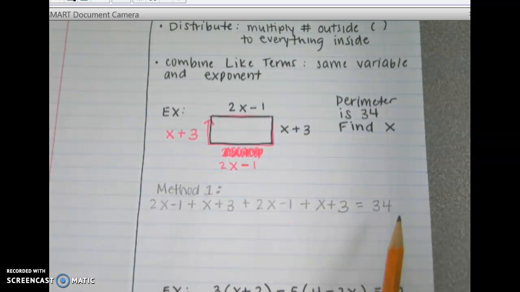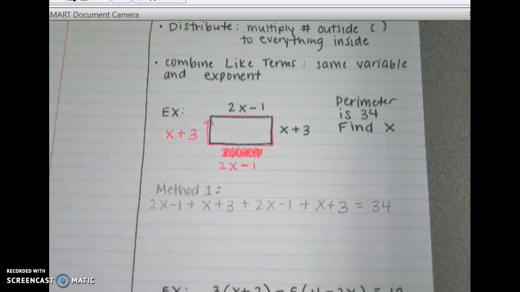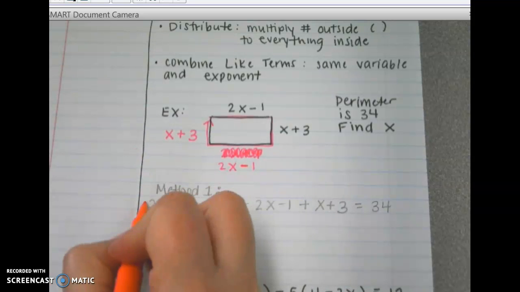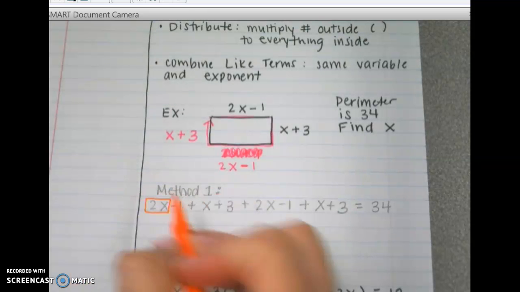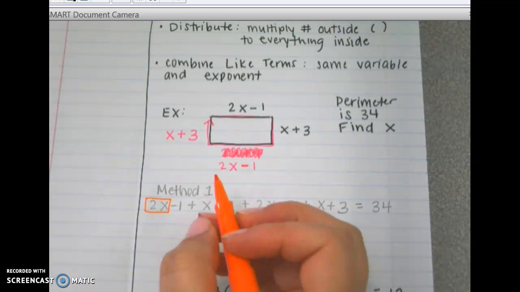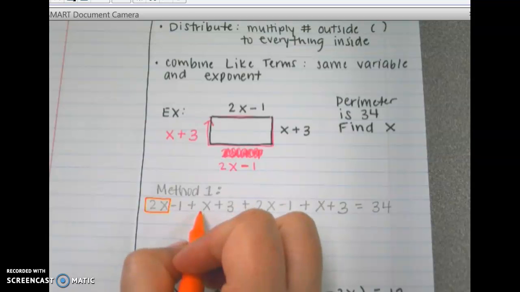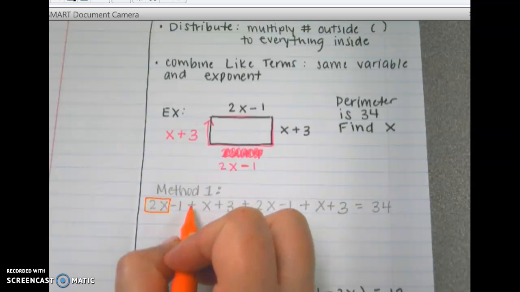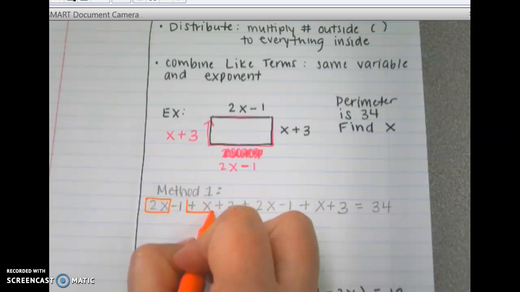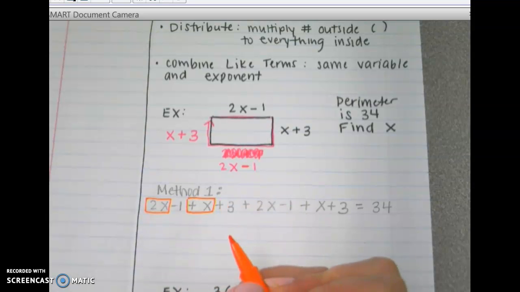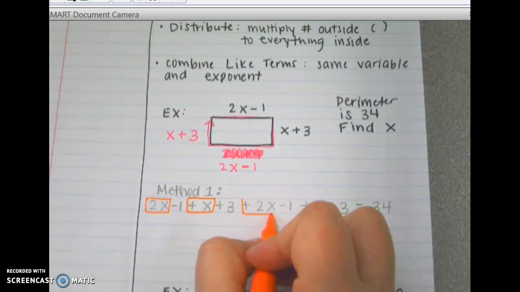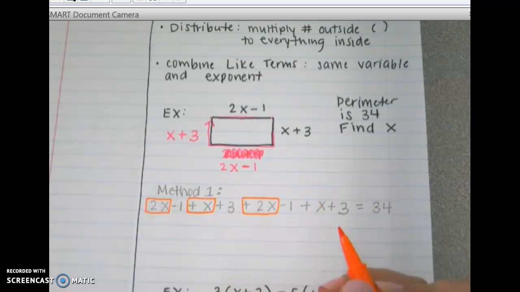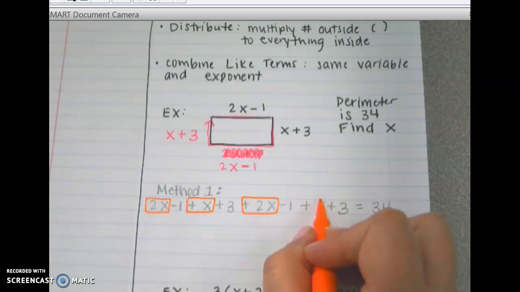All right, so now I've got to find my like terms and add them together. That means x's with x's, numbers with numbers. I like to make a little box or a circle around them. Whenever you're figuring out what terms you have, you always look at what's in front of the term to figure out if it's positive or negative. So every time I circle a term, I'm including the sign in front of it.